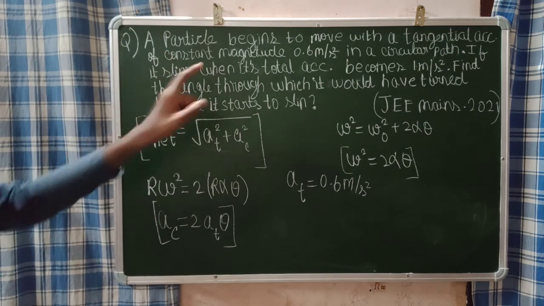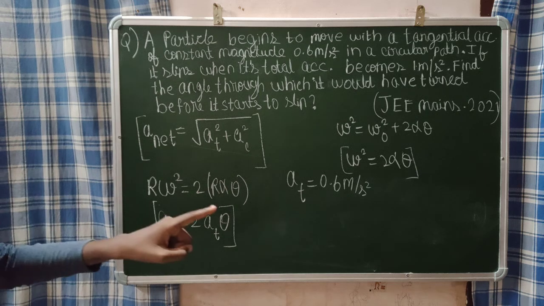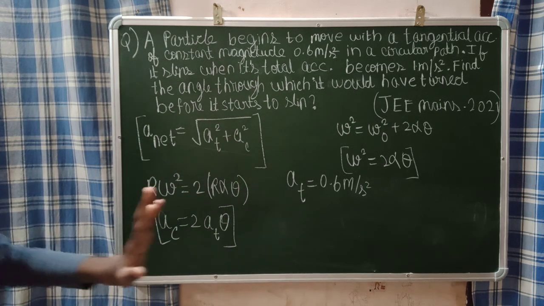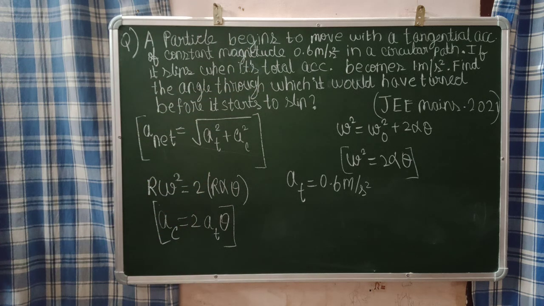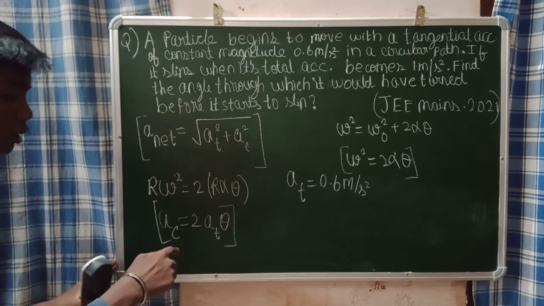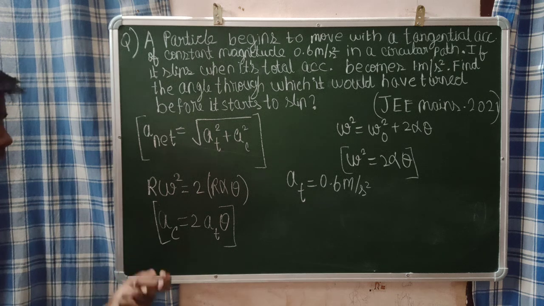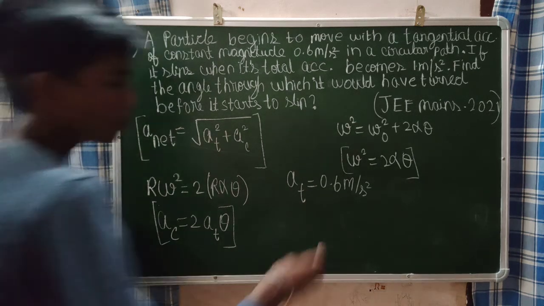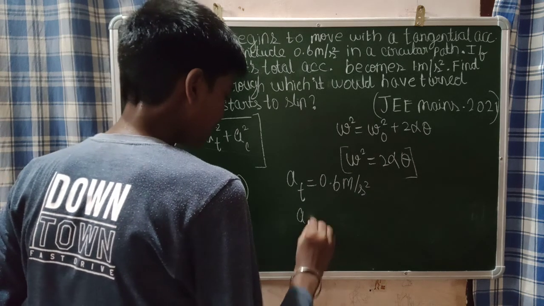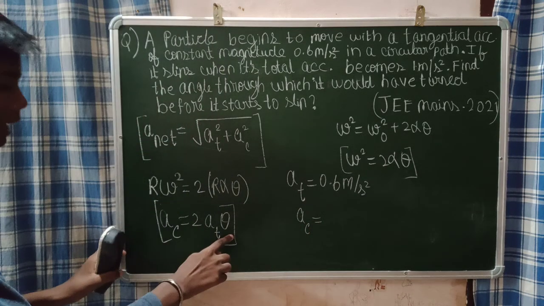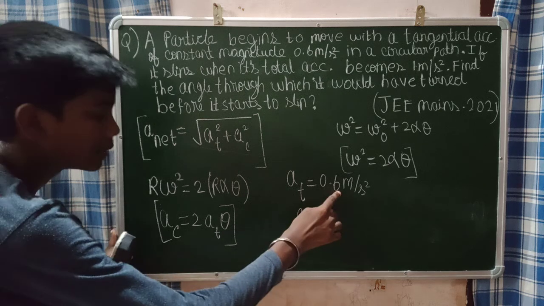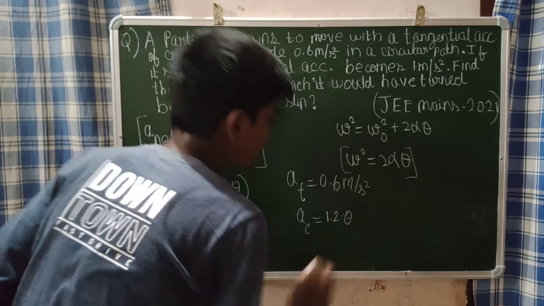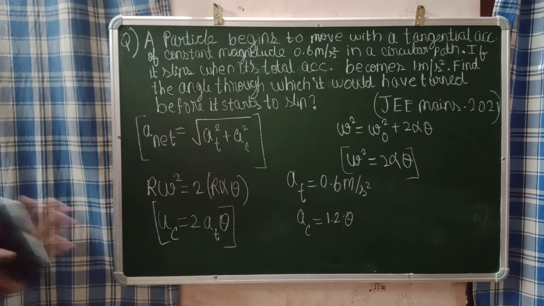A particle begins to move with tangential acceleration of constant magnitude 0.6 meter per second square. That is, your tangential acceleration is 0.6 meter per second square, and that is what they are saying in the question. Now, I also found the relationship that centripetal acceleration is equal to 2 alpha theta. Already we know the value of AT, that is 0.6. When I put the value, I'll get your AC as 2 into 0.6 into theta. So 2 into 0.6 is 1.2. So 1.2 into theta will be the value of centripetal acceleration.